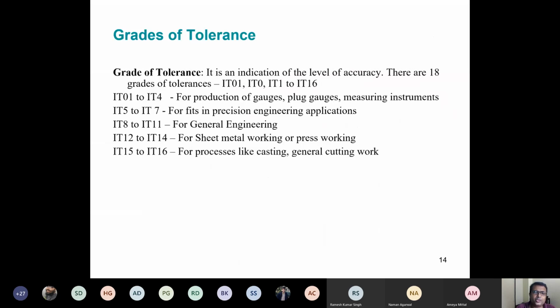So now how do we go do it? These are the fundamental deviations. Now there is something called a grade of tolerance. A grade of tolerance is basically IT01, IT0 to 16. There are 16 grades of accuracy level. 01 to 4 is only used for production of gauges, plug gauges, measuring instruments, very tight tolerance. 5 to 7 is for precision engineering. 8 to 11 is for general engineering. 12 to 14 is for sheet metal and press. And 15 to 16 is for casting in general. So it's very coarse, very broad.